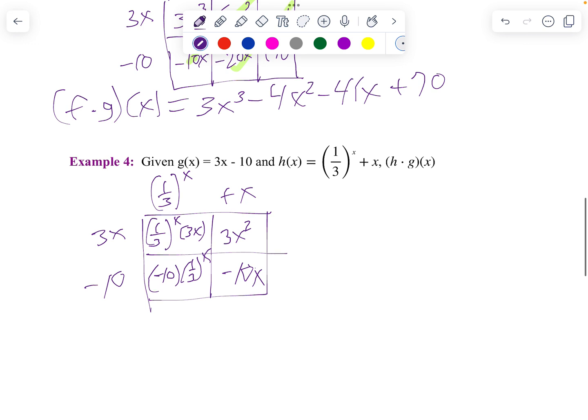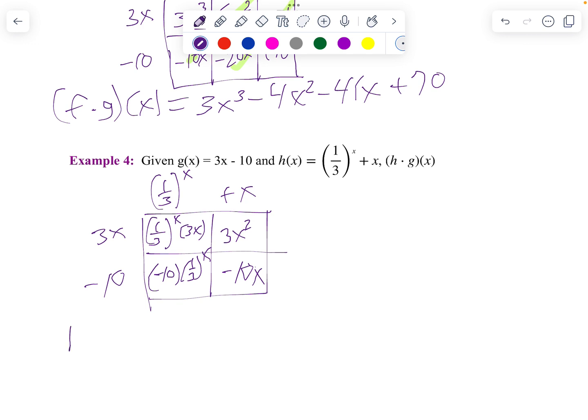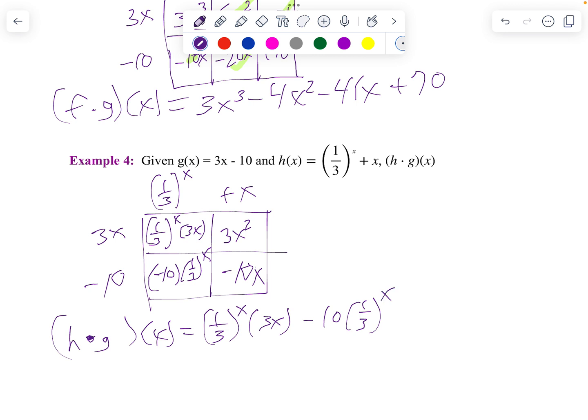I have no like terms here. So h times g of x is 1/3 to the x power times 3x minus 10 times 1/3 to the x power plus 3x squared minus 10x.